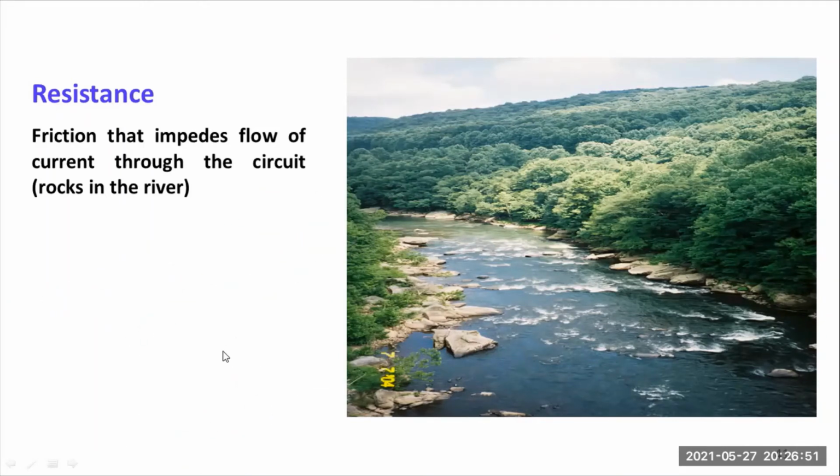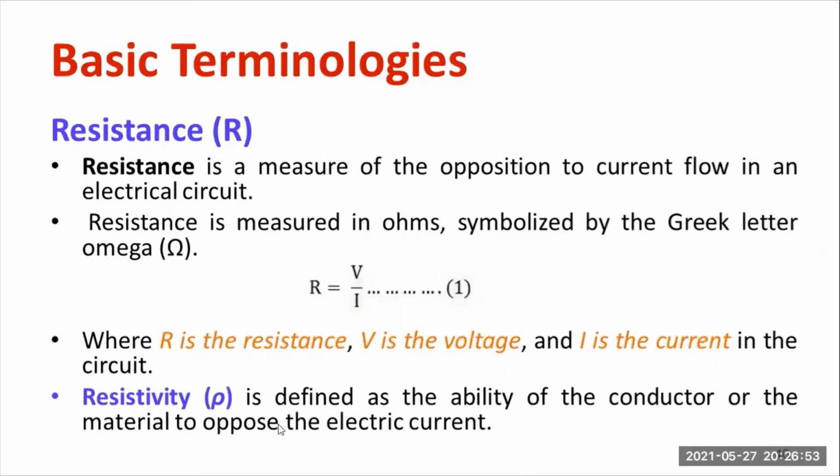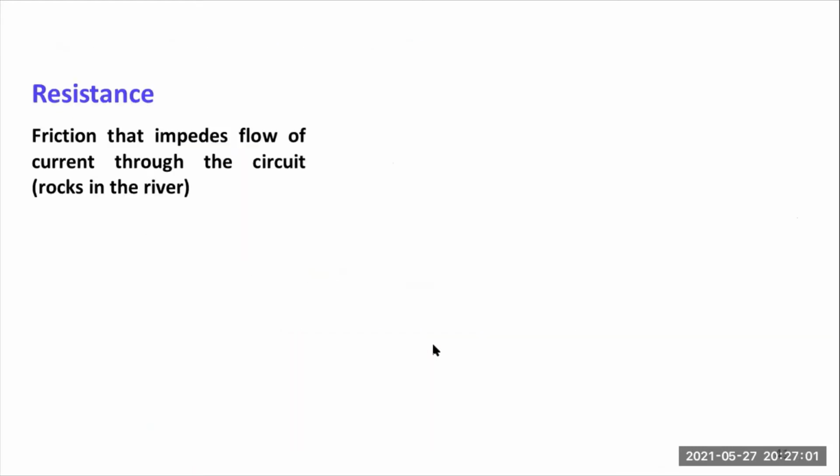Okay, conductance. Similarly, I can explain conductivity also. Conductivity is defined as the ability of a conductor to pass the electric current. That is called conductivity. Okay, resistance versus conductance, then resistivity versus conductivity. I hope it is very clear to you.